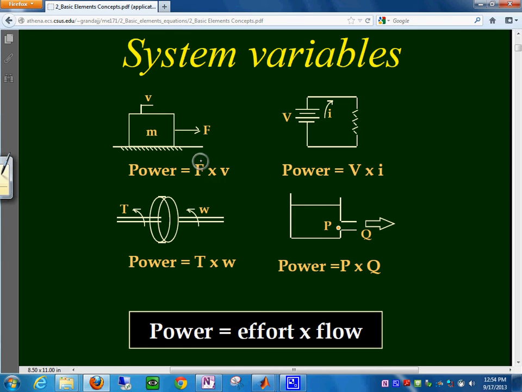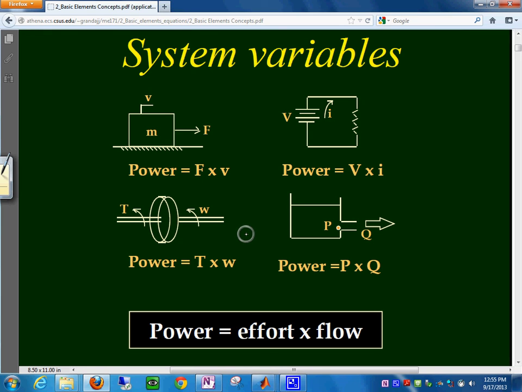For example, F is the force, it's like the voltage on an electrical system. Or it is the inflow, or it is T. T is for torque, and in here you have power is P, and P times Q. In all these examples, the variables, although they have different names, they do the same thing.